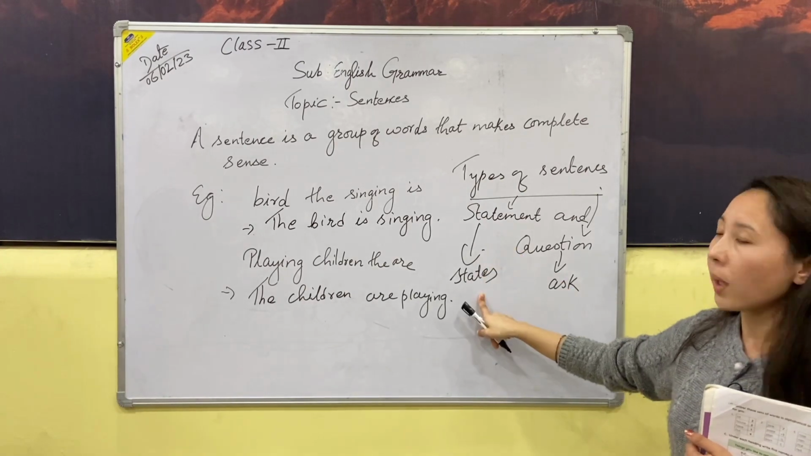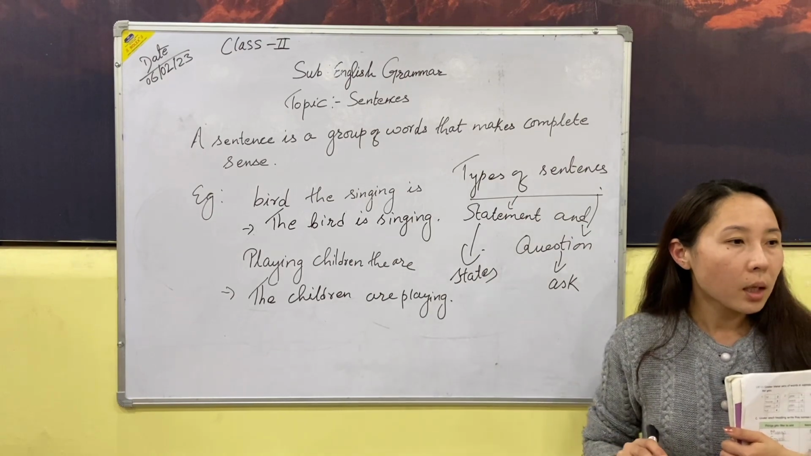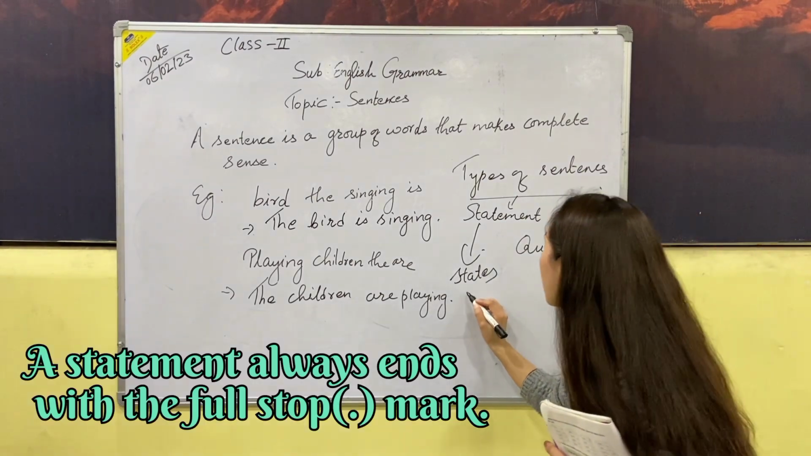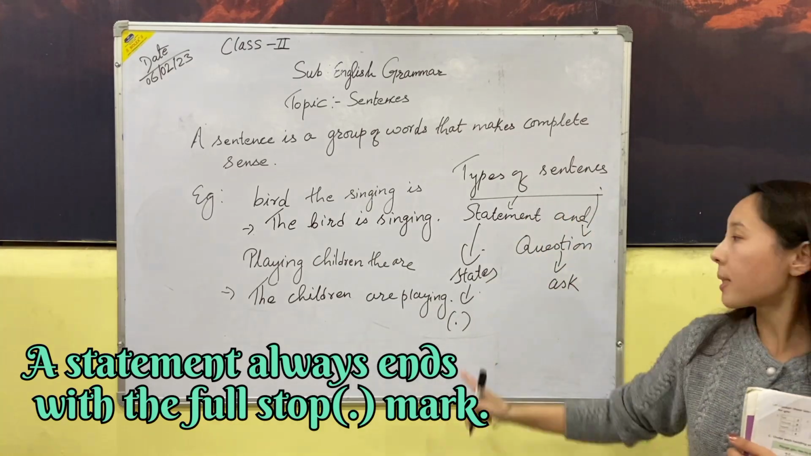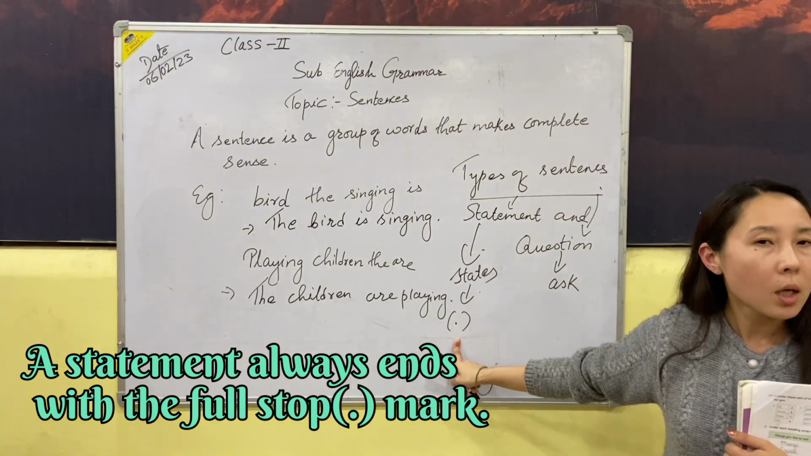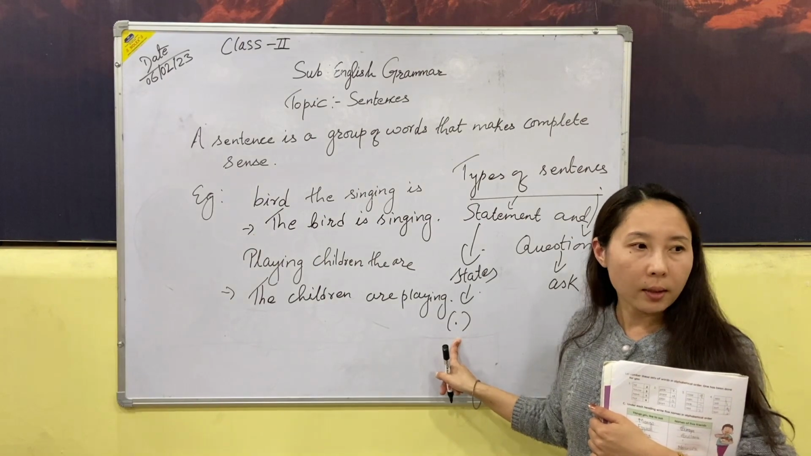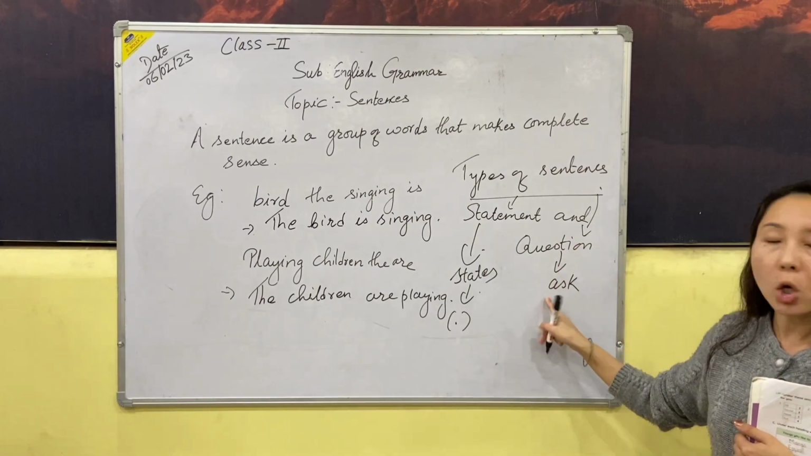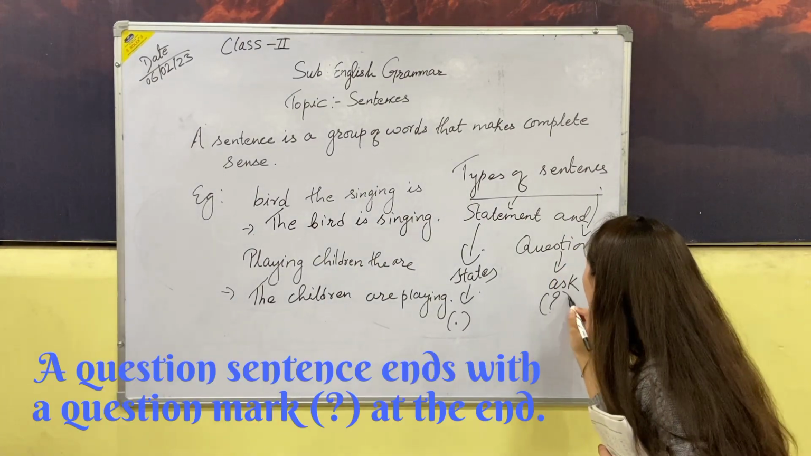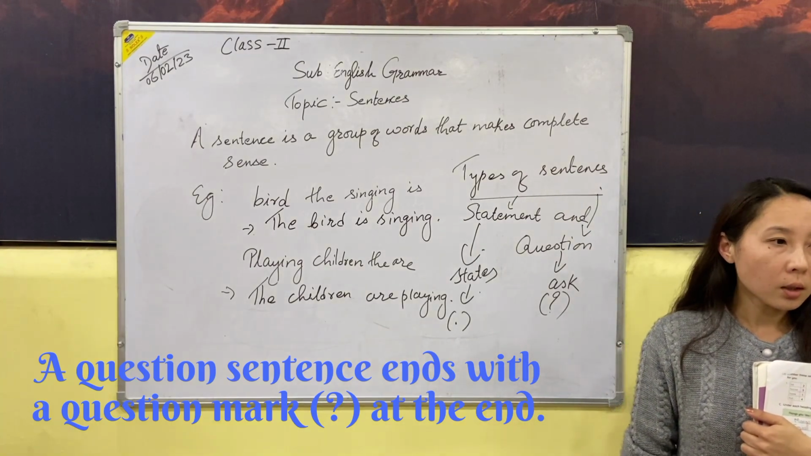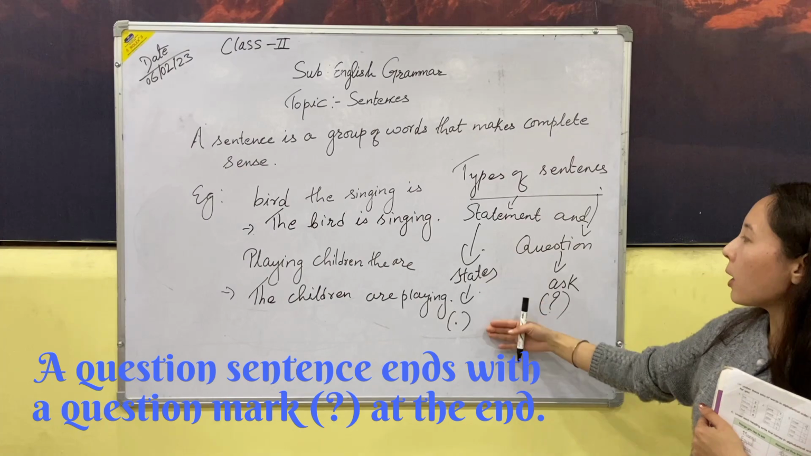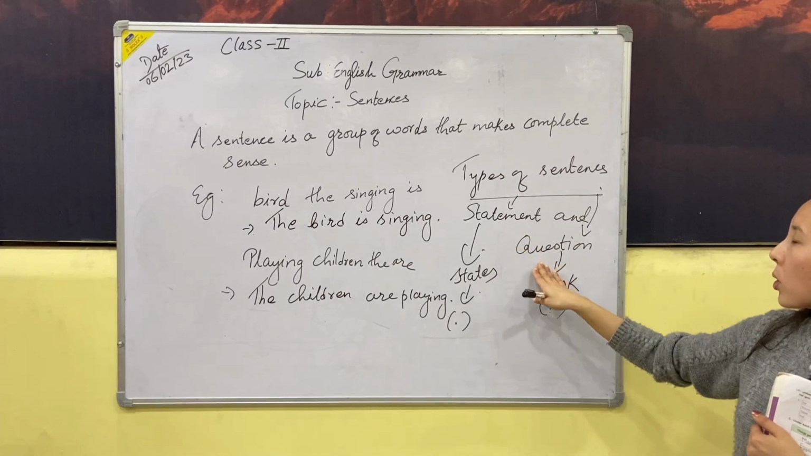And the statement always ends with a full stop at the end. And a question always ends with a question mark at the end. Got it? Understood? Yes. So two types of sentences are there, statement and question.